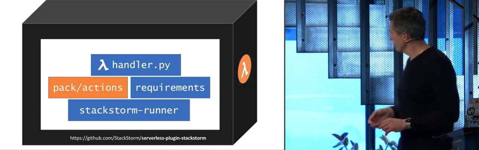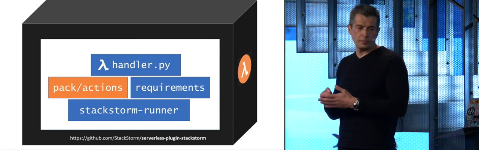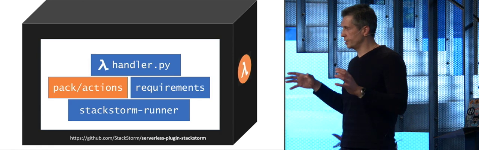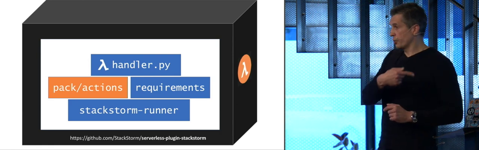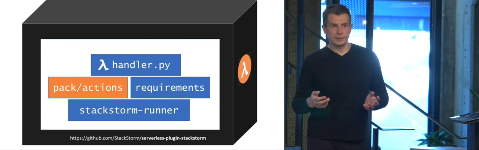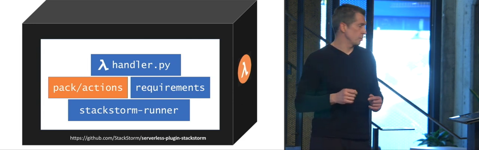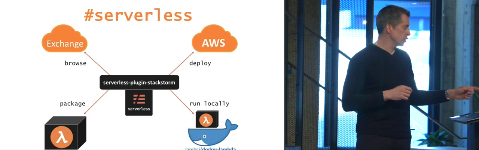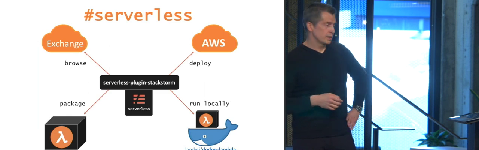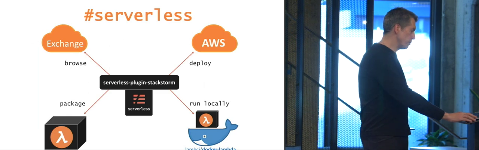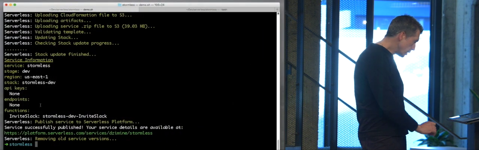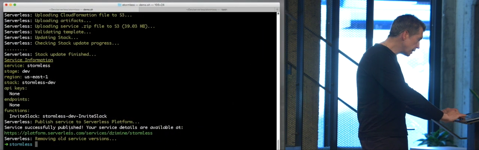What's in the package? In the package is the pack itself with the action, all the Python requirements automatically created and packaged inside, the runtime, the one piece of StackStorm which we took there, and the handler. And the handler actually wires all these things together. So we package that. When we run that locally, again, it's the traditional Lambda Docker container, and then we deploy. So let's see, how's our deployment doing? Yeah, deployment is done.